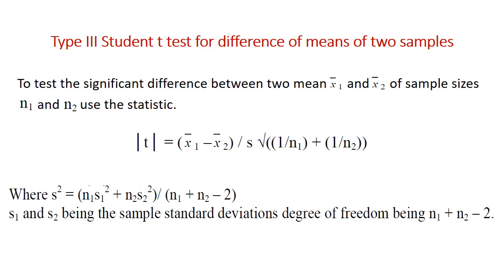Next, we are going to see the type 3 student t-test, for the difference of means of two samples, to test the significant difference between two means x1 bar and x2 bar with sample sizes n1 and n2. We use the statistic mod of t is equal to (x1 bar minus x2 bar) divided by s into root of (1 by n1 plus 1 by n2), where s square is equal to (n1 s1 square plus n2 s2 square) by (n1 plus n2 minus 2), and here s1 and s2 are the sample standard deviations and the degrees of freedom is n1 plus n2 minus 2.